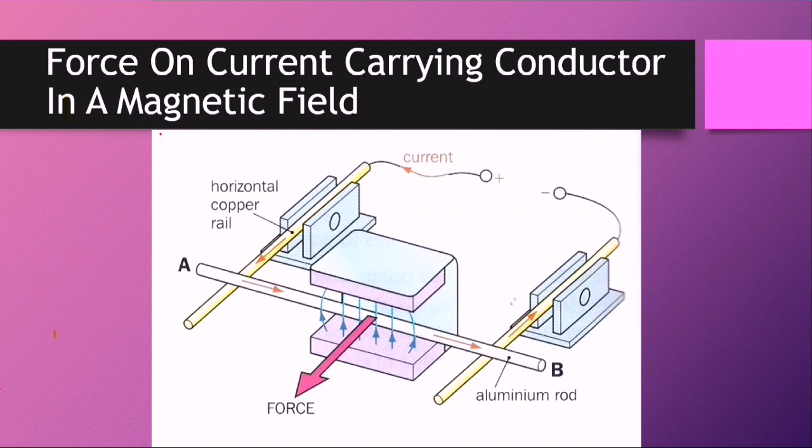Okay, so this force is used in the electric motor, so the production of this force is known as the motor effect. Now please note that if we reverse the direction of the magnetic field, the direction of force on the conductor will also be reversed. Now let's see what are the three factors on which this force depends.